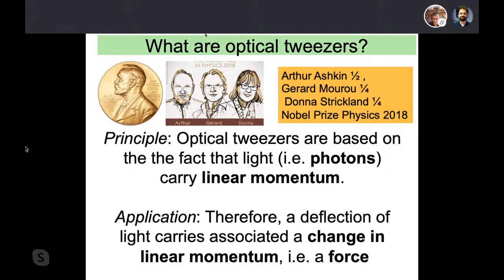This invention of optical tweezers has been extremely useful in biophysics because it allows us to measure very small forces operating at the molecular level, and at the same time it allows us to use light to manipulate these molecular objects.